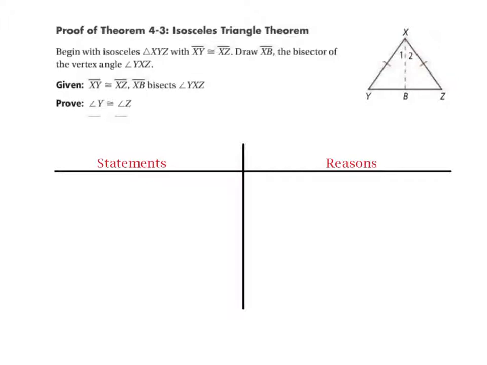Begin with an isosceles triangle. Got it. Got a picture of it. XY is congruent to XZ. They've got that marked for us. That's what makes it isosceles. You have two legs that are congruent.